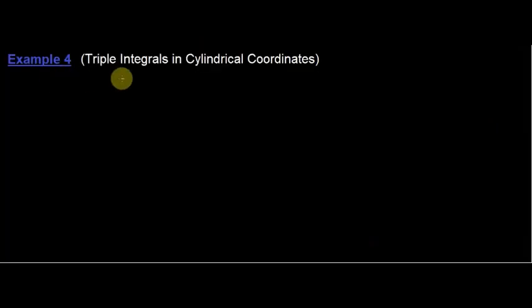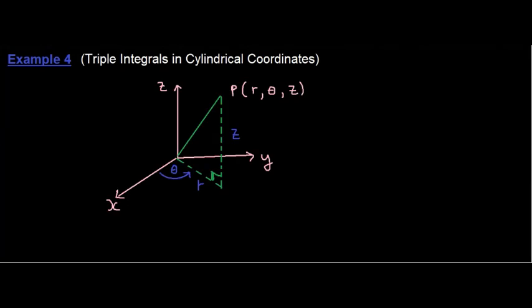So example 4 will deal with triple integrals using cylindrical coordinates. Now, cylindrical coordinates is just a 3D equivalent of polar coordinates. So we have a point P with coordinates r, theta, and z, where theta is the angle measured clockwise from the positive x-axis. r is just the radius, and z is this vertical height.